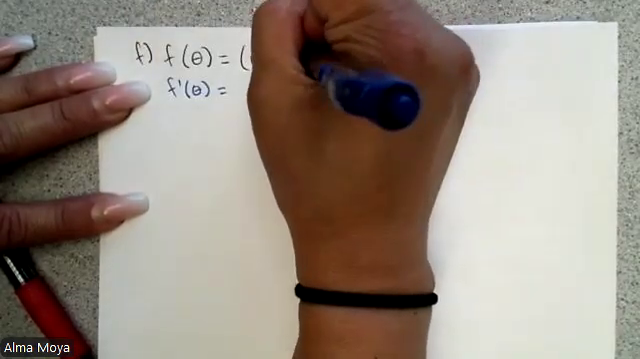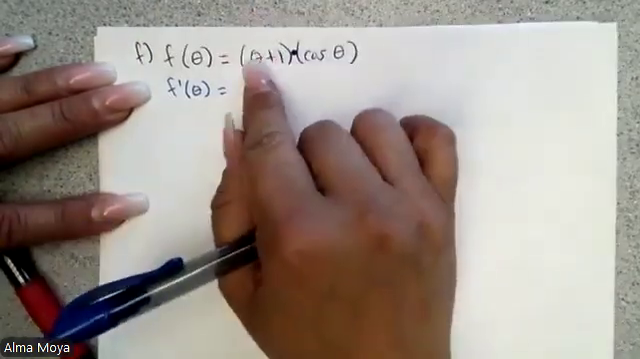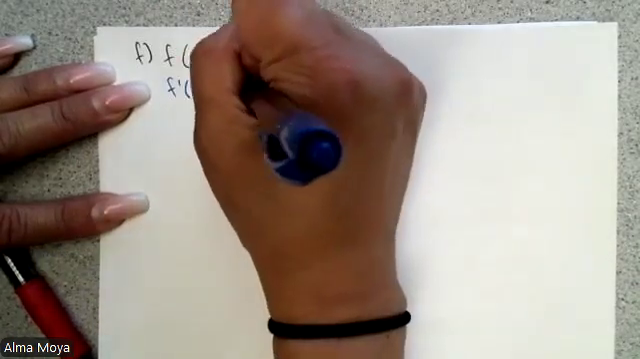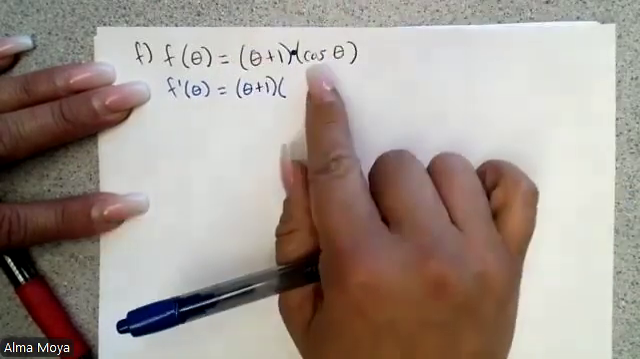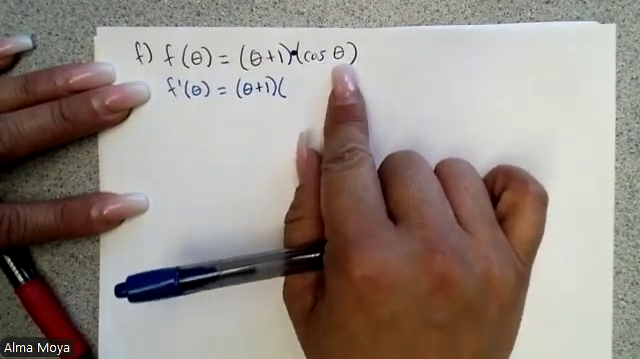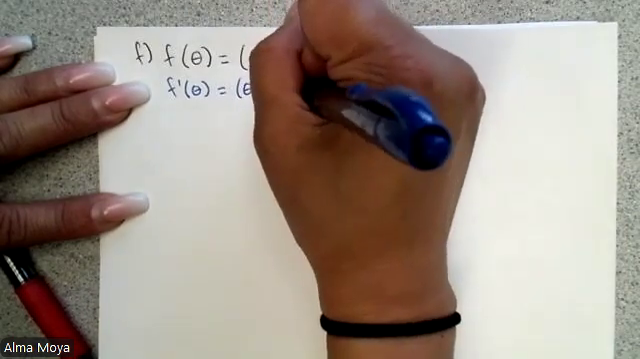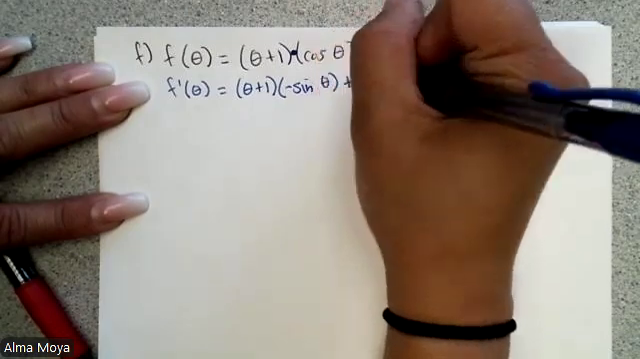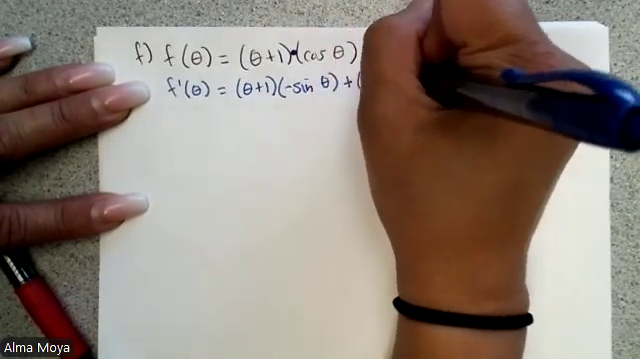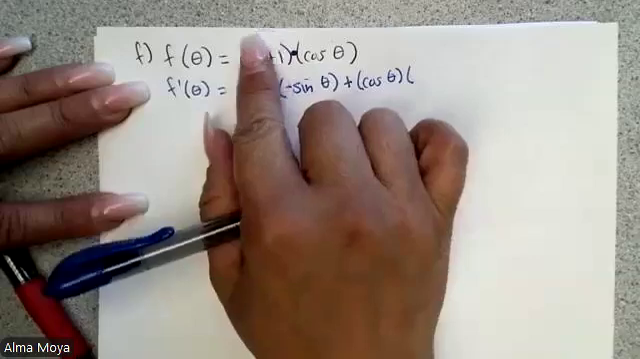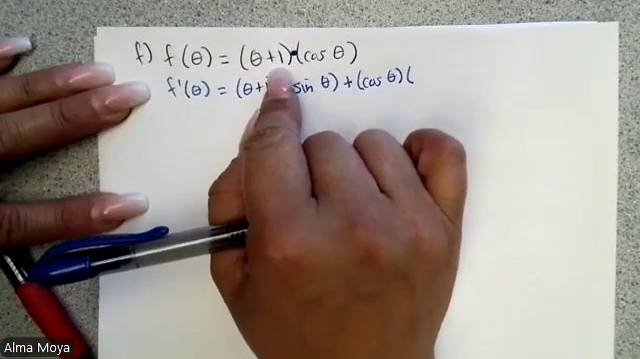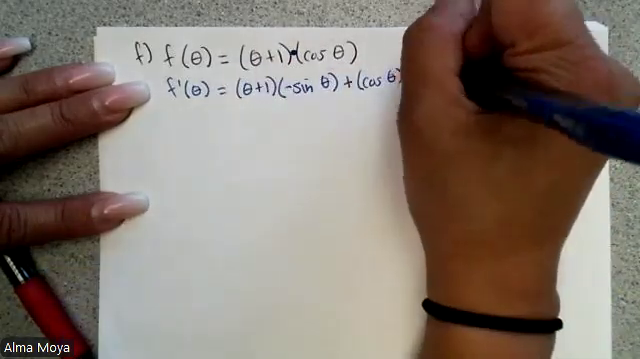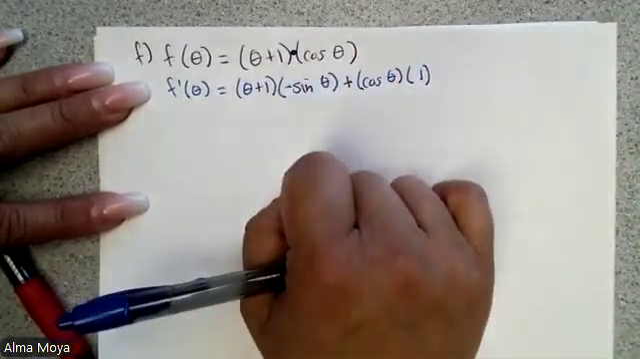This is the product rule. So you're going to keep the first function the same, so that's going to be theta plus 1. Now, when you take the derivative, cosine of the argument is going to be negative sine of the argument. Plus, keep the second the same, which is cosine theta. And now you're going to take the derivative of the first one. Remember, if that was x plus 1, the derivative of x plus 1 was just 1, right? So the derivative of theta is just going to be the number 1, and then the derivative of 1 is going to be 0.